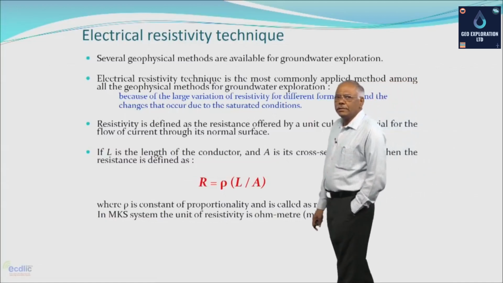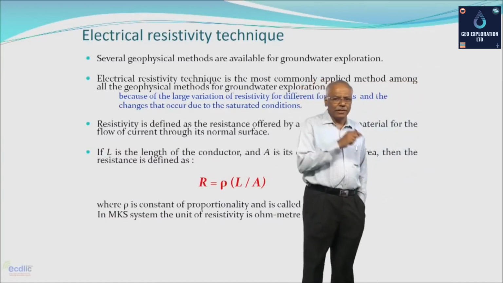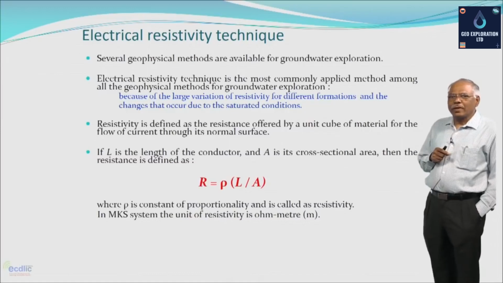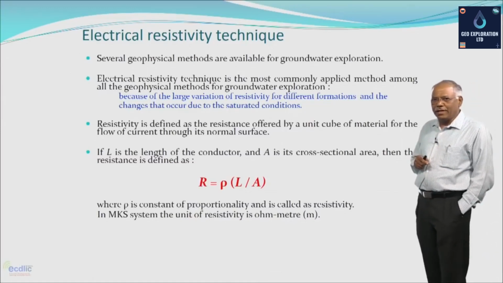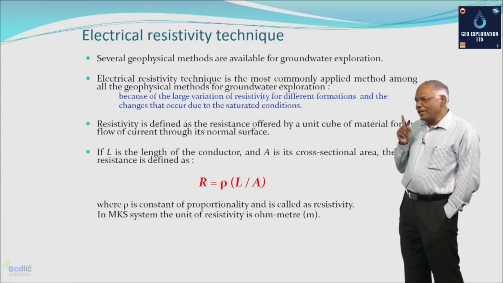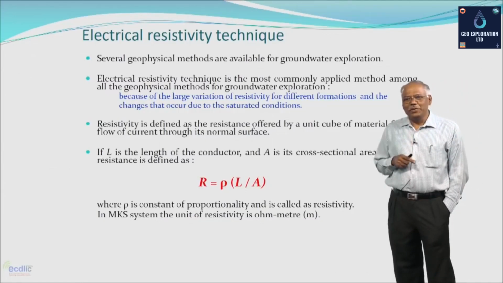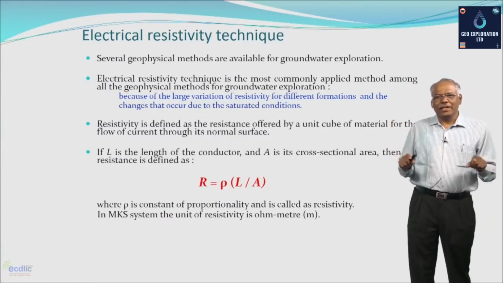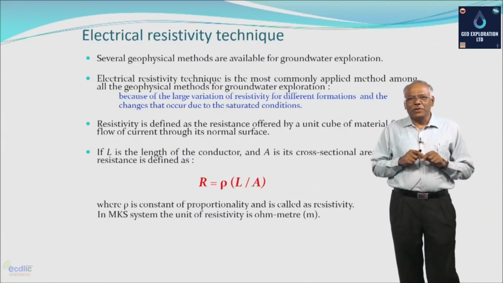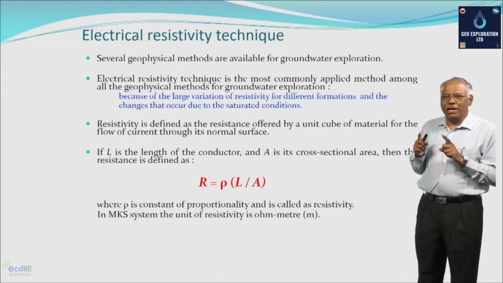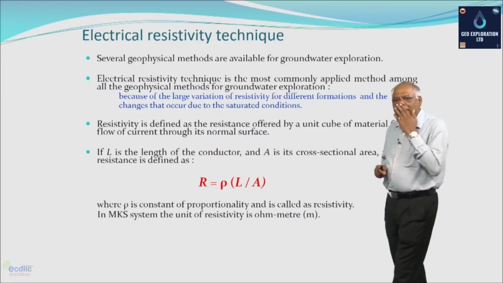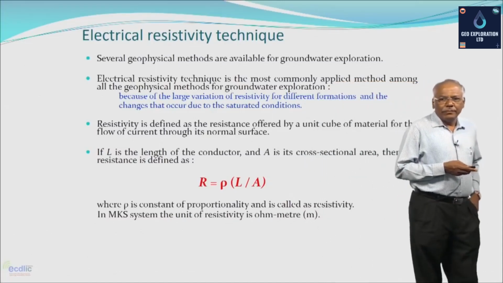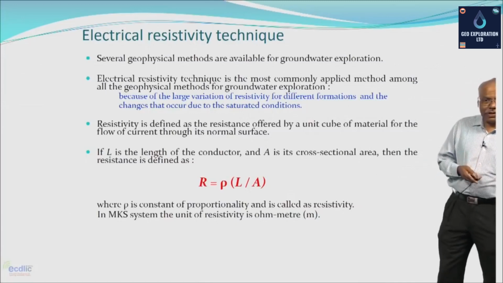Basically, the typical definition of resistivity is given in my presentation here. If you consider L as the length of the conductor and A as the cross sectional area, then the resistance R is equal to rho L by A. So L is the length of this conductor, A is the area, and based on the ratio of L by A, you can find out the resistivity of a given medium, and this resistivity is measured with the help of this particular technique.